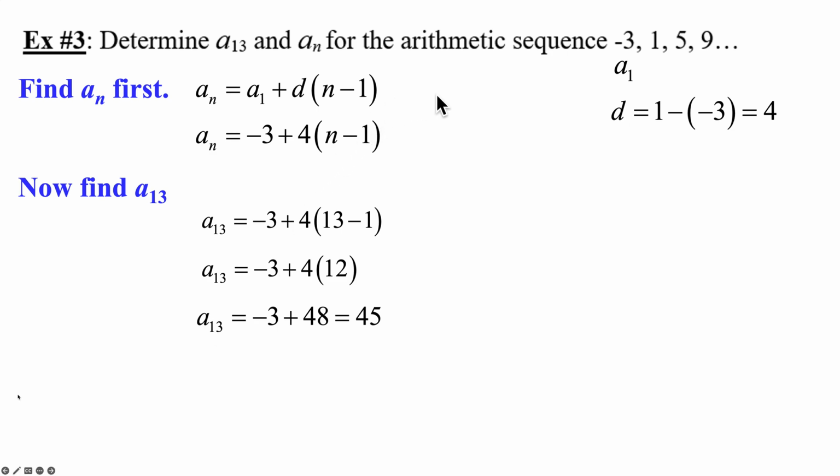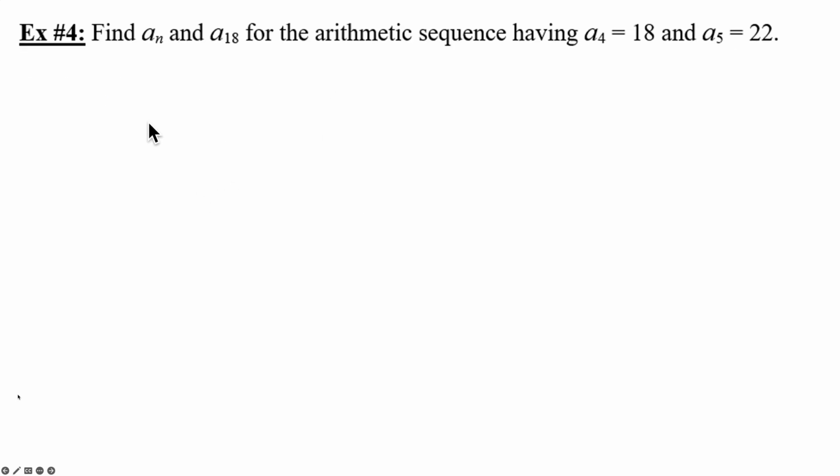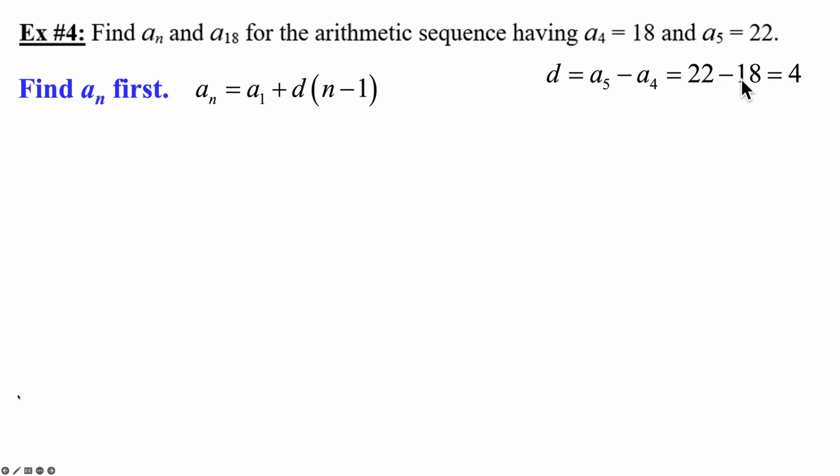And it doesn't matter what kind of information they give you, always start here. Find a sub n and a sub 18 for the arithmetic sequence having a sub 4 is 18, a sub 5 is 22. Start with this function. I wasn't given the first term, that's okay, we'll find it. But I was given two sequential terms, the fourth and the fifth. So if I subtract the fifth term minus the fourth term, I'll get my d. 22 minus 18, d is 4.